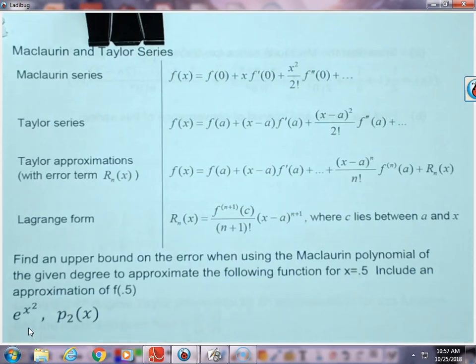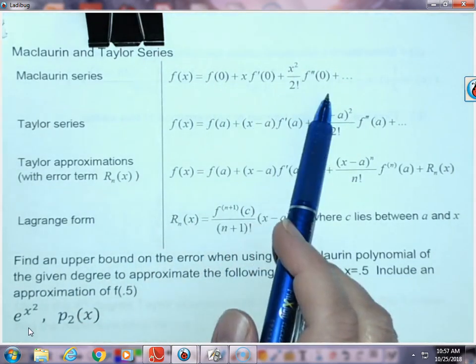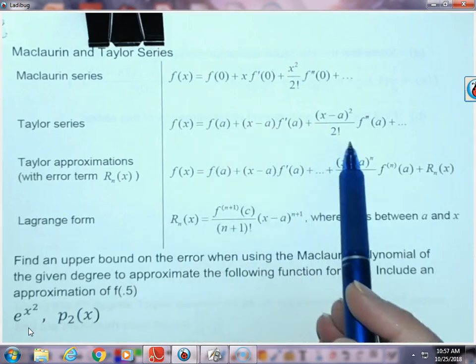Okay, so what I have right here in the first part is just a list of things off your formula sheet. This is copied and pasted from your formula sheet, and we have talked about the first two. So when you look, this is the Maclaurin series. I haven't actually done a Taylor series for you.